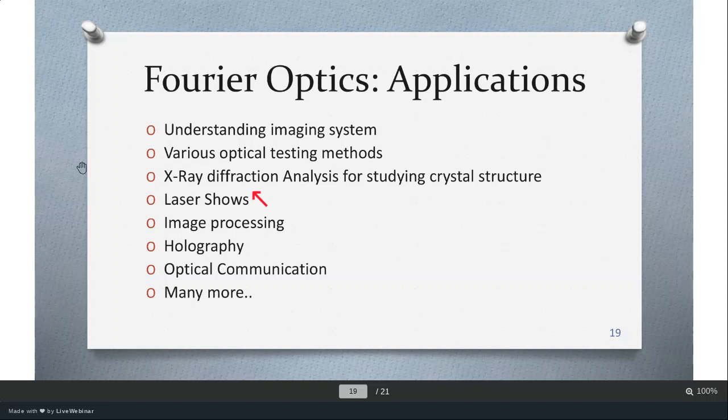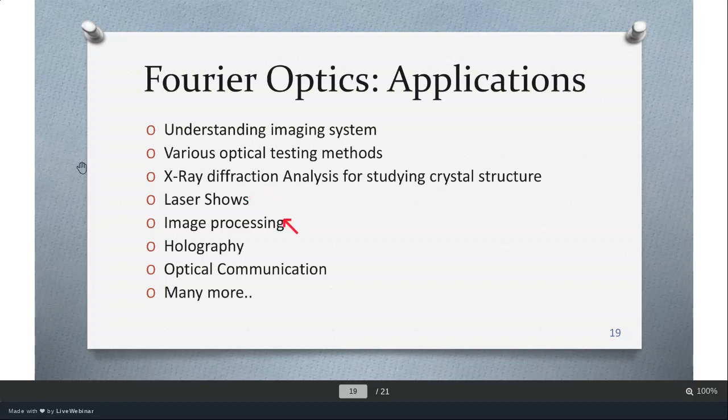If you want one image to appear in the air, you can take the inverse Fourier transform of that image, and get the slit accordingly, right? We can cut the slit accordingly, and if we keep that slit in front of the laser, we can actually see the respective image. So this is nothing but a Fourier transform, which we have already seen in the earlier slides. So in the laser shows, we are actually using the Fourier optics.